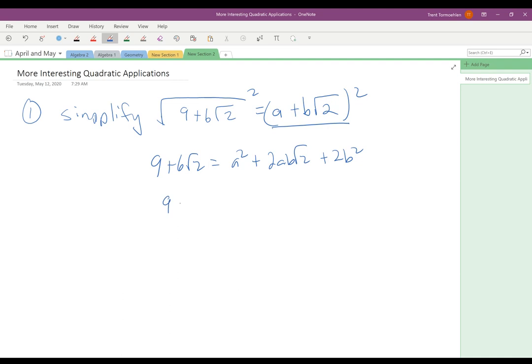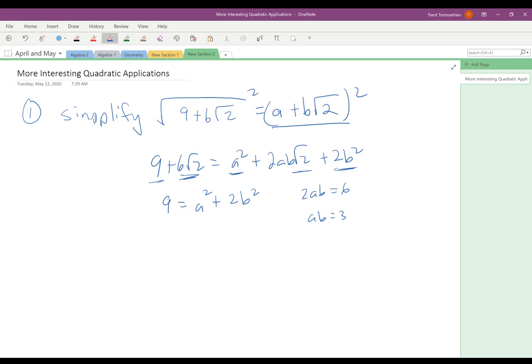And what that means is we've got 9 equals a squared plus 2b squared, and then 2ab would have to equal 6, because the radical 2 part has to match the radical 2 part, and then the a squared plus 2b squared has to equal 9. Now, the problem here is when you start trying things for a and b, 3 and 1, you're not able to make it work on the left side, right? If a equals 1 and b is 3, that gives you 19. If a is 3 and b equals 1, that gives you 11, and so it just doesn't work.